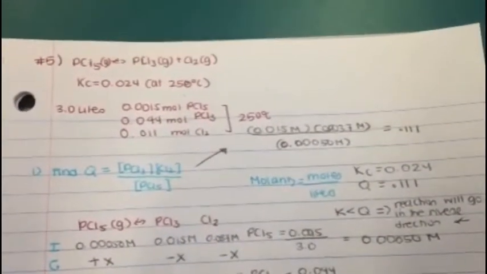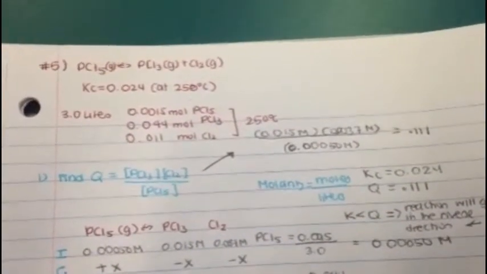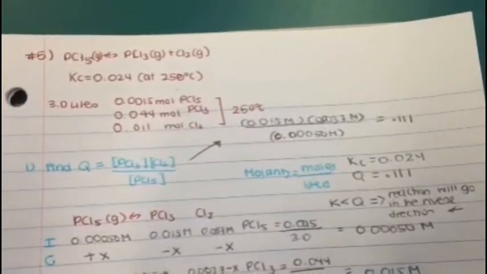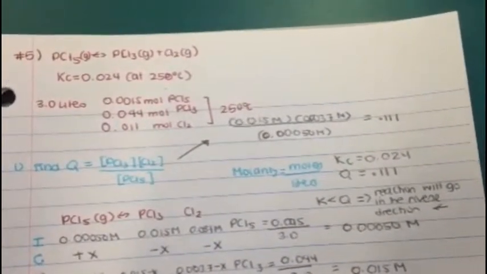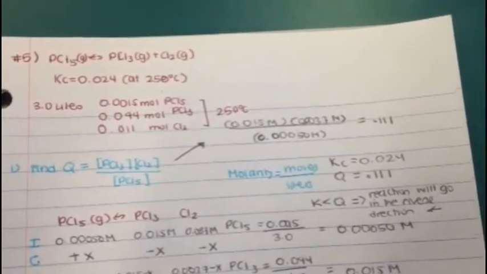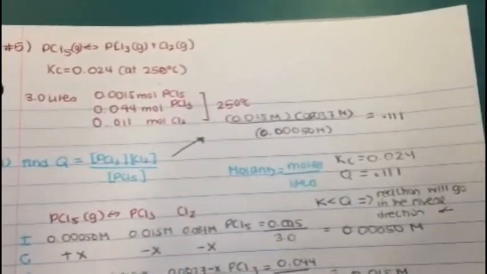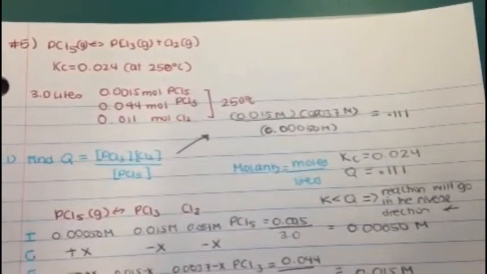Our given equation is PCl5 yields to PCl3 plus Cl2. Our given Kc value is 0.024 at 250 degrees Celsius. Each element of the equation is given a certain amount of moles.